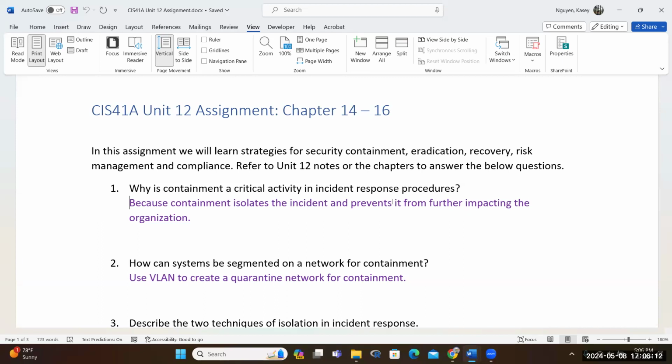Hello? Hello. So containment is an important area in how we handle the incident.